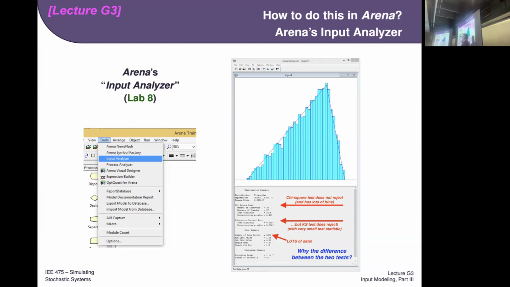KS tests are for when you can't use a chi-squared because you have too little data. Once you have a lot of data, it's just useless even to bother calculating it because it'll always reject. And I don't think that should be rejected. So any questions about any of that?